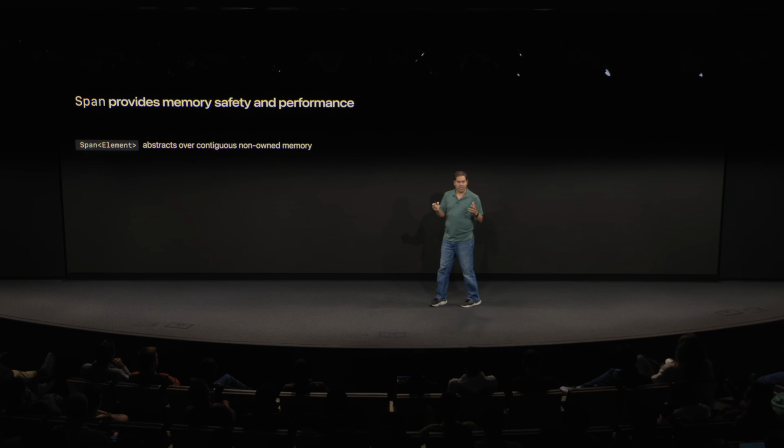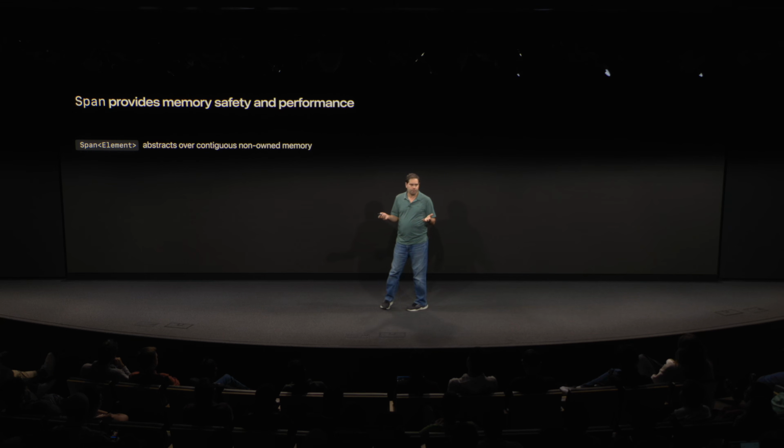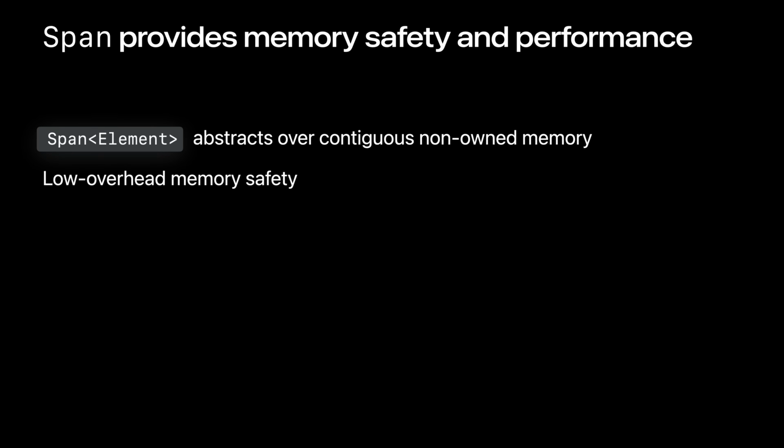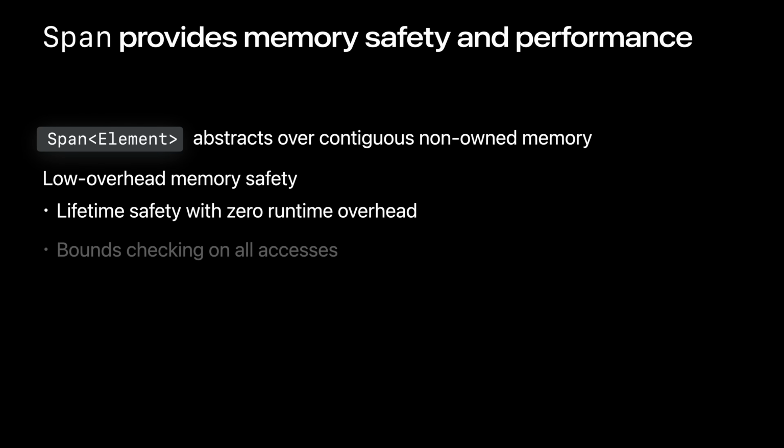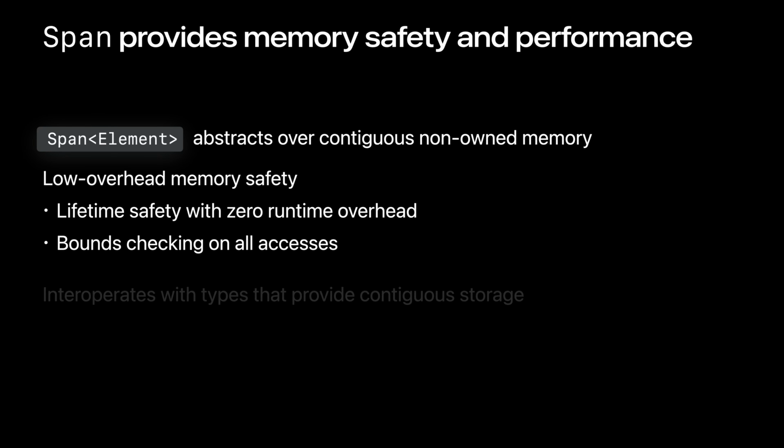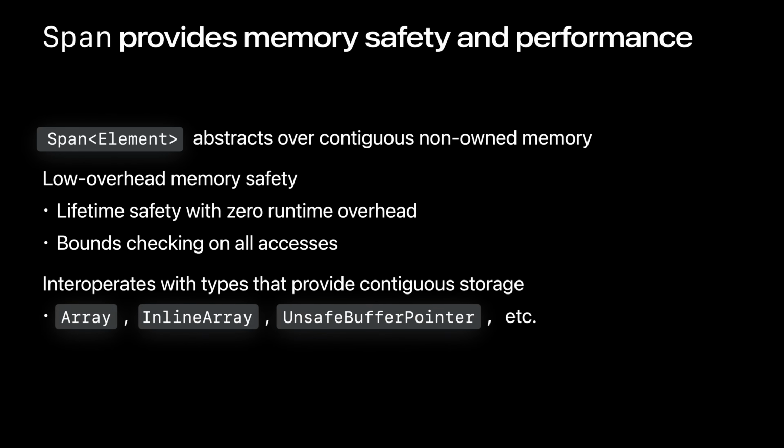You can think of it just like a pointer plus length, because that's exactly how it's represented in memory. Now span provides full memory safety. It provides lifetime safety in a manner that is checked by the compiler with no runtime overhead whatsoever. It provides bounds safety by bounds checking all accesses. But most importantly, it doesn't own the storage it references. Instead, it interoperates with the various types that do own storage.